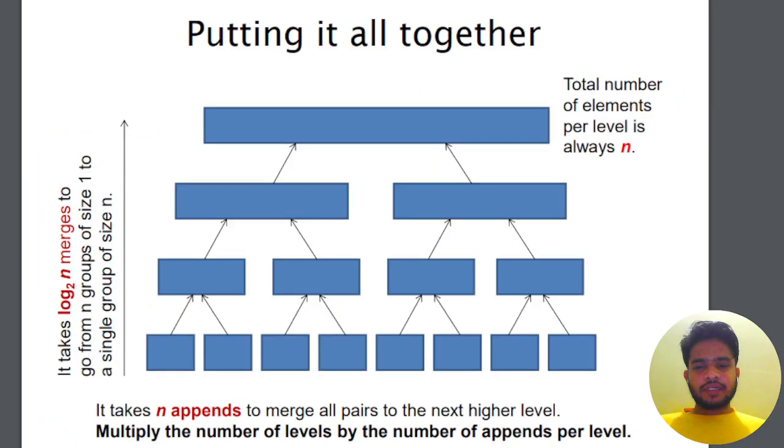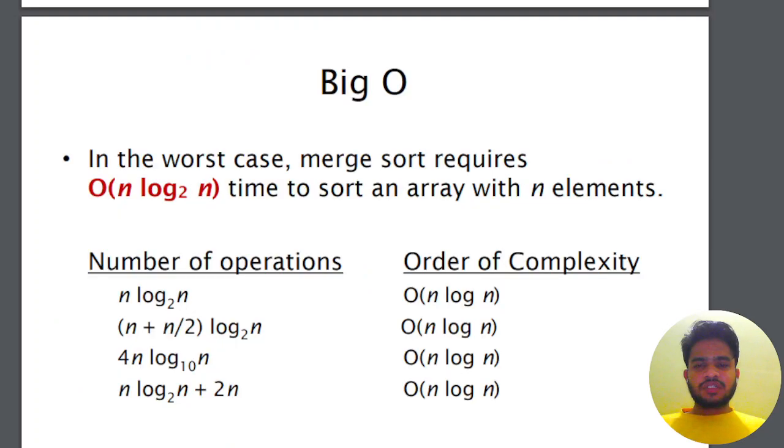Putting it all together, it takes n appends to merge all pairs to the next higher level. Multiply the number of levels by the number of appends per level. The total number of elements per level is always n. It takes log n merges to go from groups of size 1 to a single group of size n. In the worst case, merge sort requires O(n log n) time to sort an array with n elements. The number of operations and the order of complexity is given below.